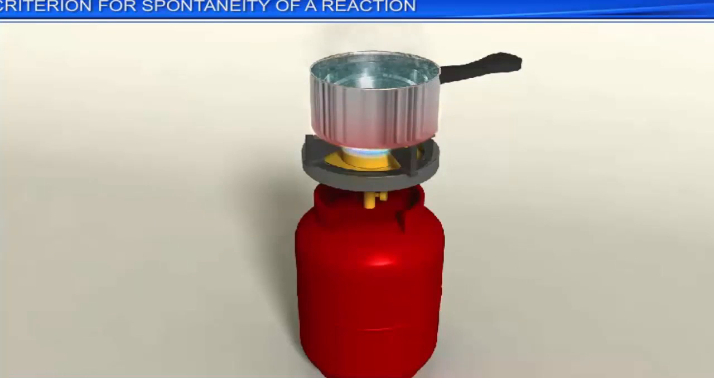For example, to prepare tea, we have to heat a cup of water. For this, we need an external factor, a burner. Heating requires continuous supply of gas. Thus, this is a non-spontaneous process. Now, let's look at some spontaneous chemical reactions.